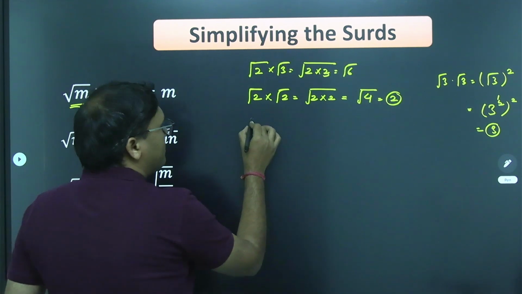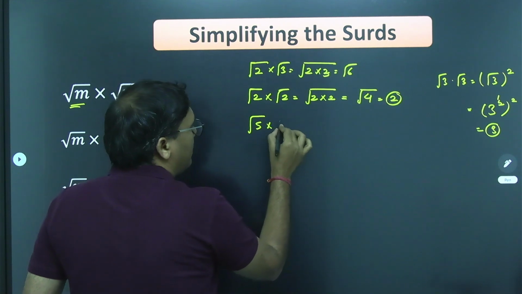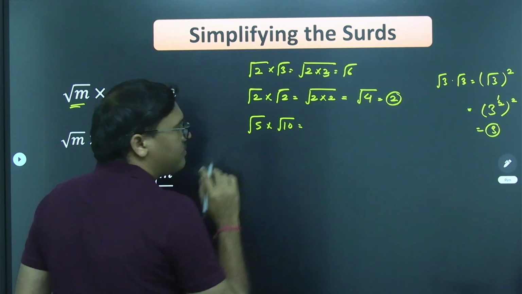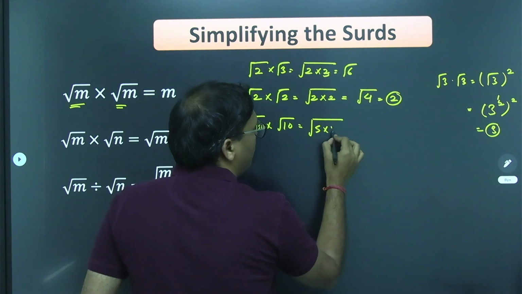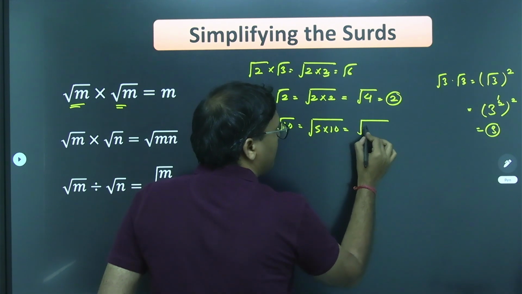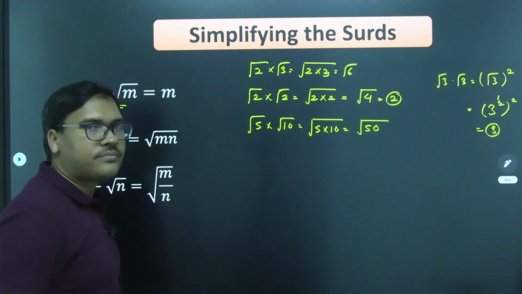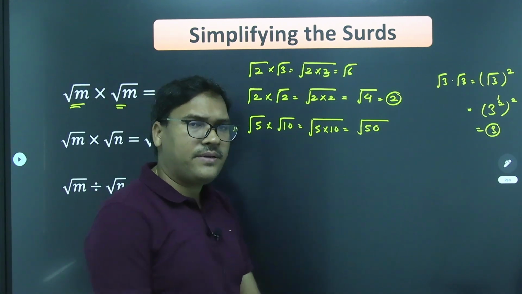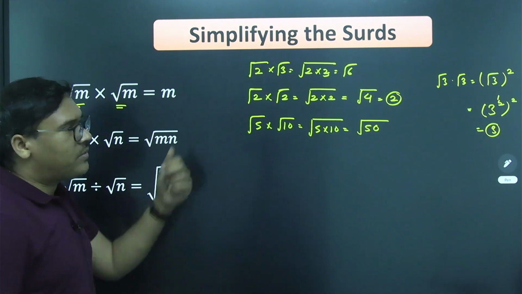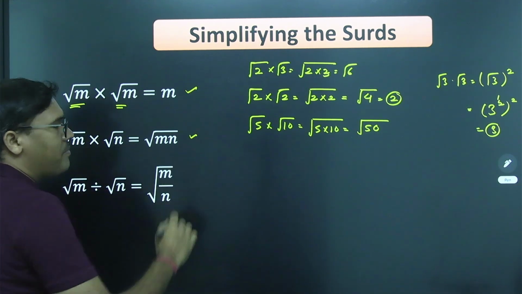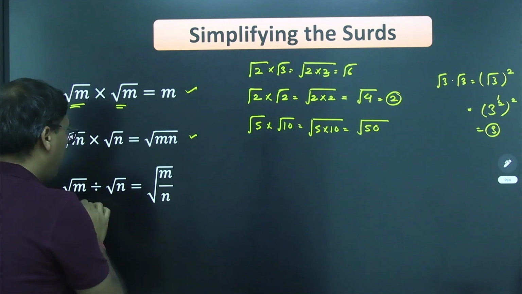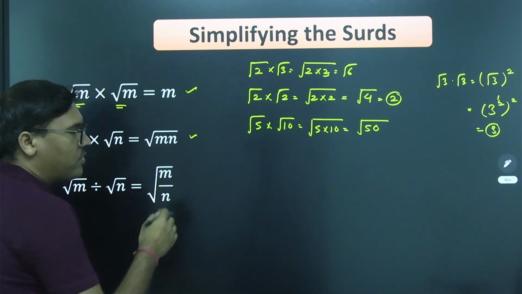Similarly, if you have, let's say, root 5 into root 10, I can say this is equal to root 5 into 10, which is root 50. I can simplify this further later, right? Now this is another point which you need to understand. This is the first point you need to remember, the second point you remember, and the third point is root m divided by root n is equal to root m by n.